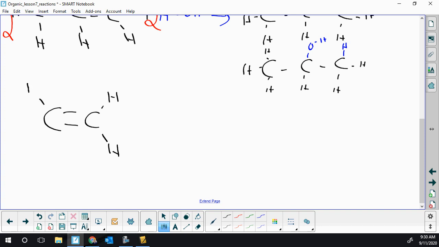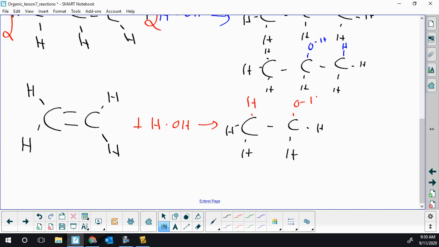So I'm drawing a different starting molecule for the first time. This is ethene. And I'll add water to it. The pi bond will break. HOH. We get ethanol. I don't need a number because this can only be in the one position.